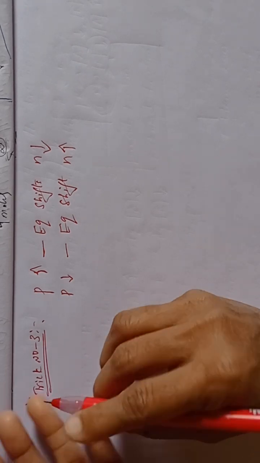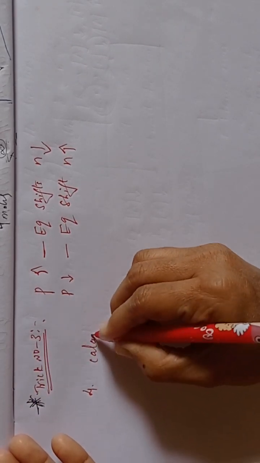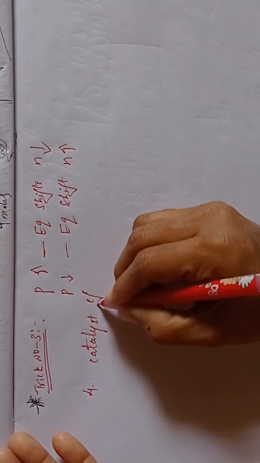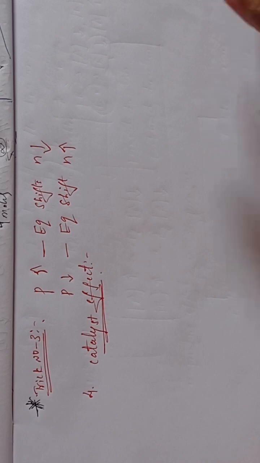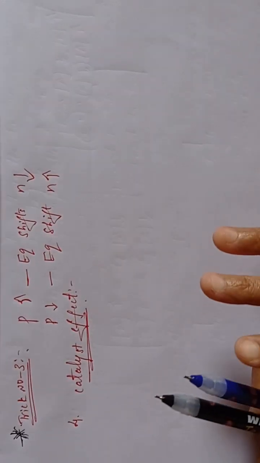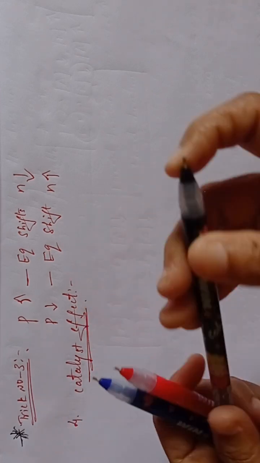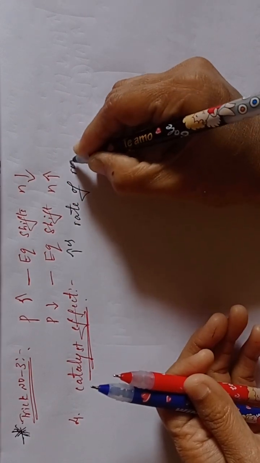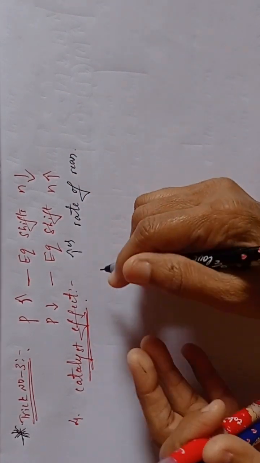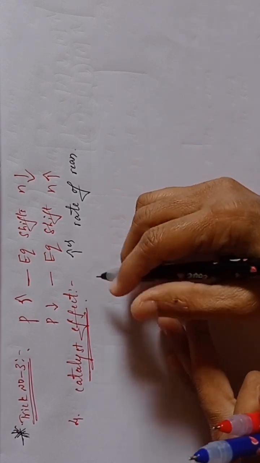Fourth effect, catalyst. What is the catalyst effect? See here. Generally, a catalyst increases the rate of the reaction, correct? In reversible reactions, it increases the rate of the forward reaction as well as the backward reaction, understanding?